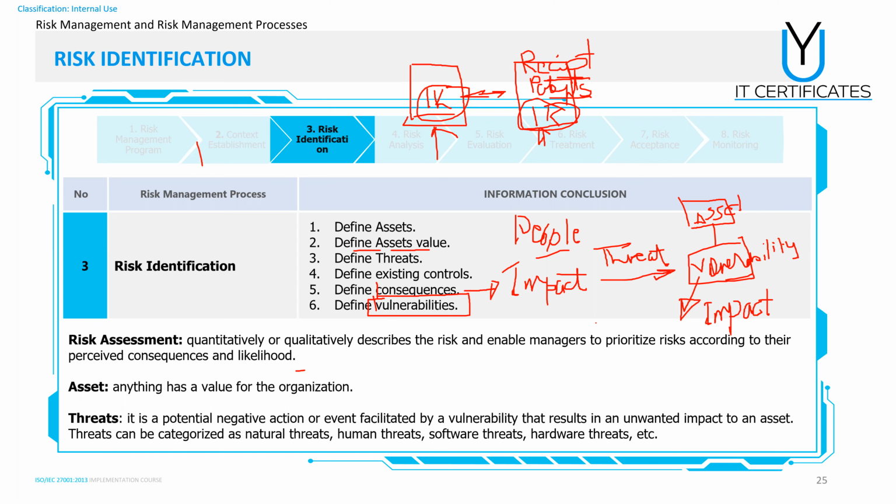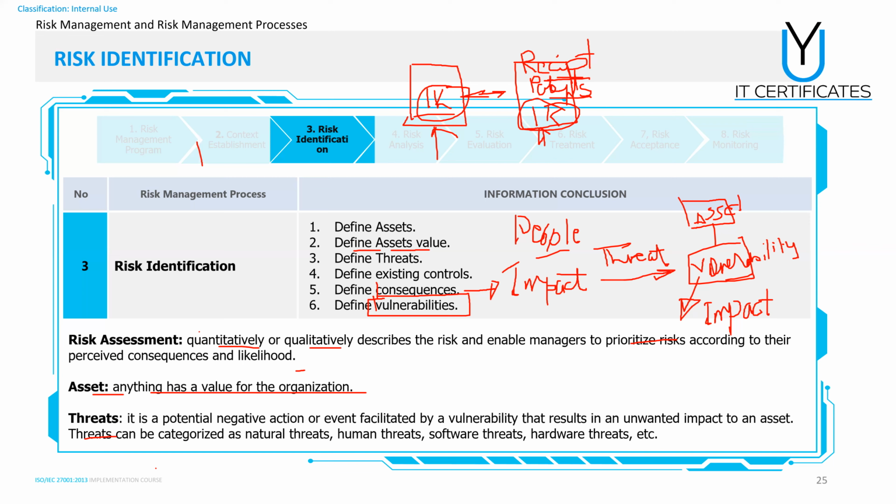At the bottom of the screen, you can see the definition of risk assessment. The risk assessment here quantitatively and qualitatively describes the risk and enables managers to prioritize risk. We will have this in more detail later. You will have the asset, which is any entity that has a value for the organization, and we already defined the threats.